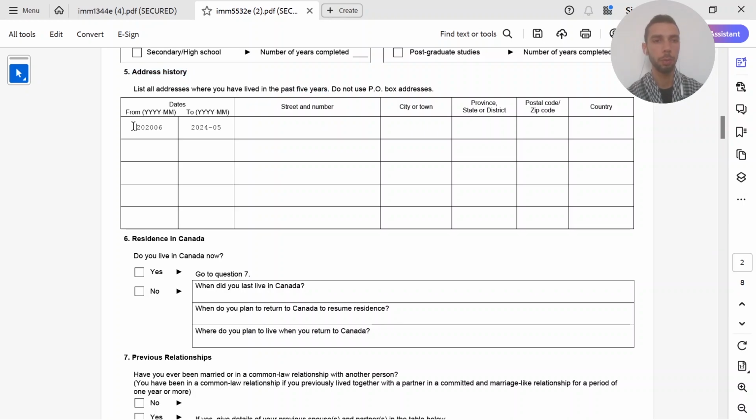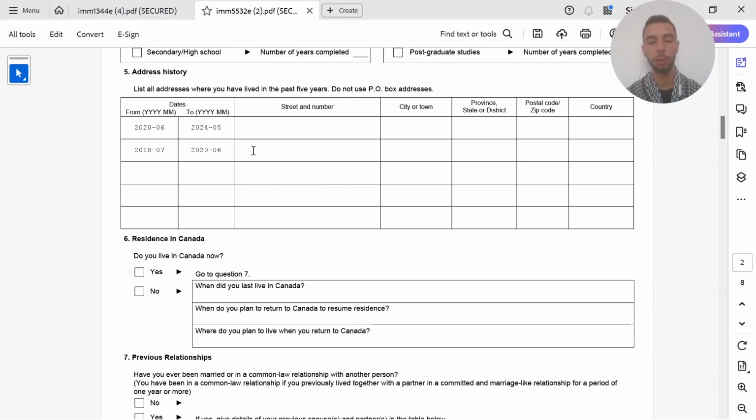So for example, if we enter the first address from June 2020 to May 2024, the second address has to end at June 2020, okay? So you leave no gaps in between. This is crucially important because if you leave a gap, it's going to delay your application and it's going to put you in trouble. So we don't want that.